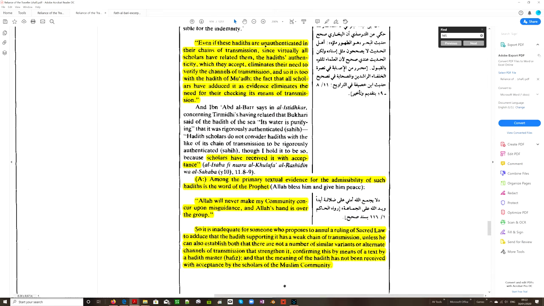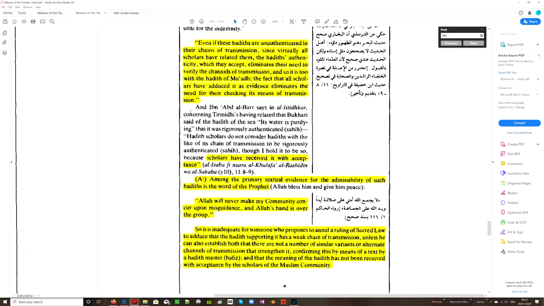Even if these hadiths are unauthenticated in their chains of transmission, since virtually all scholars have related them, the hadith's authenticity, which they accept, eliminates their need to verify the channels of transmission. And so it is too with the hadith of Mu'ad. The fact that all scholars have adduced it as evidence eliminates the need for their checking its means of transmission.